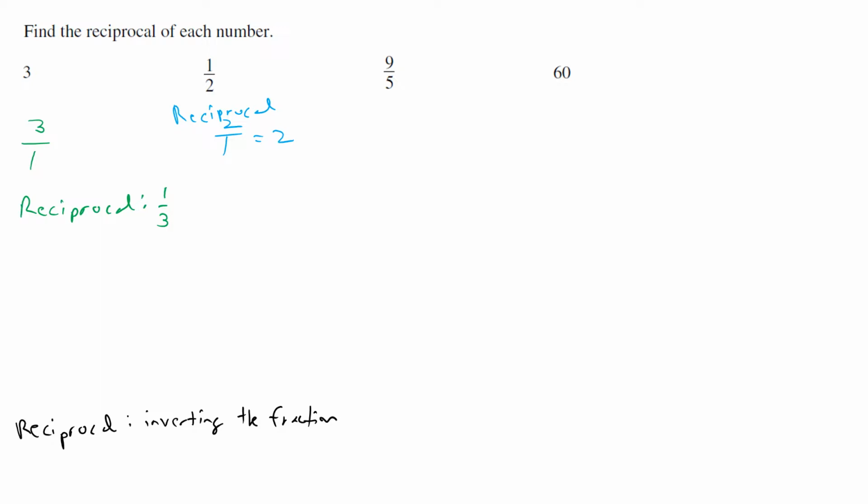All right, next up, we've got 9 over 5. And so the reciprocal, inverting the numerator and denominator, swapping that fraction, the reciprocal would be 5 over 9. And last but not least, we've got 60. And so for 60 here, it's a whole number, so we can write that as 60 over 1. And so the reciprocal would be 1 over 60.